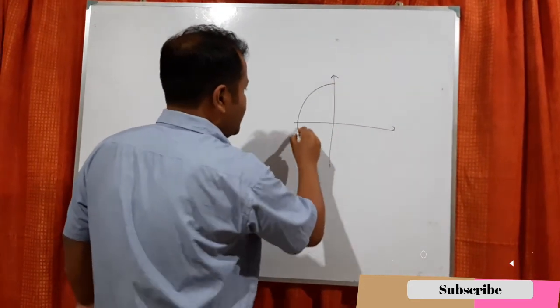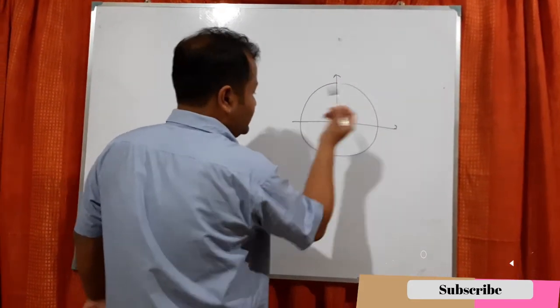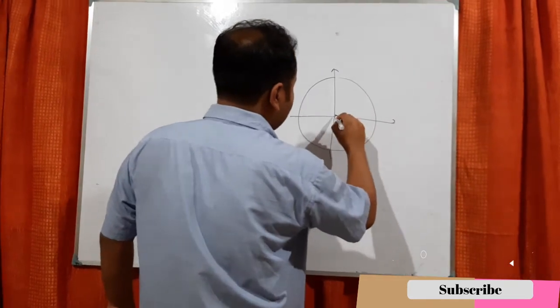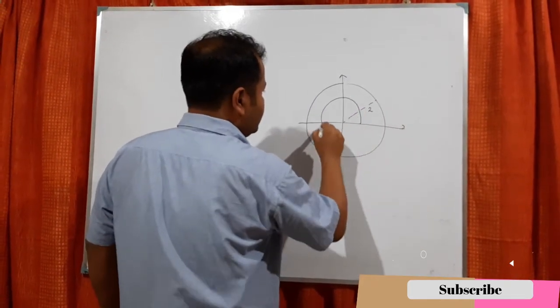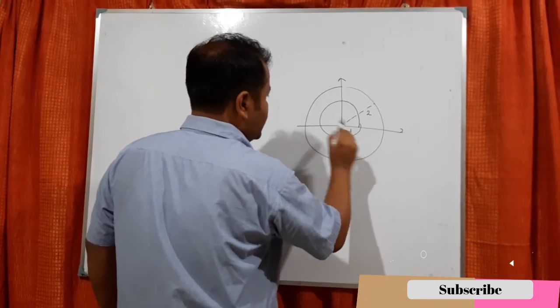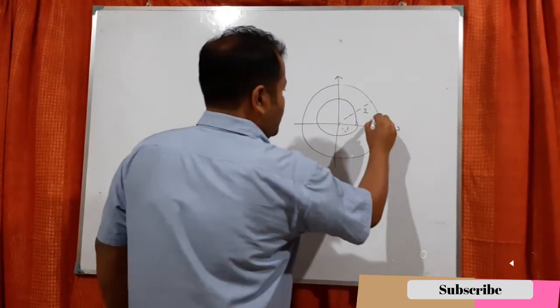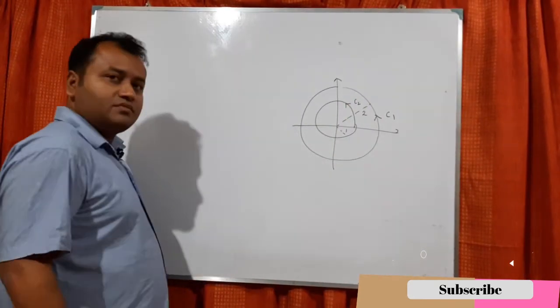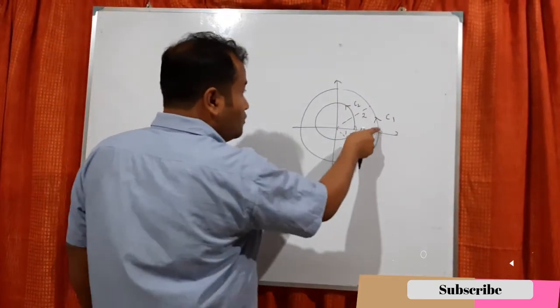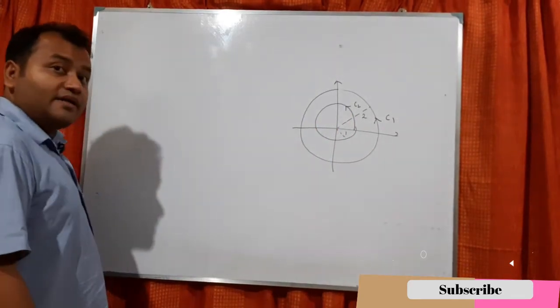One circle is this one, say this is of radius 2, and say another circle is this one, this is of radius 1. This one is C1, this one is C2. Say, now both are in anti-clockwise direction.